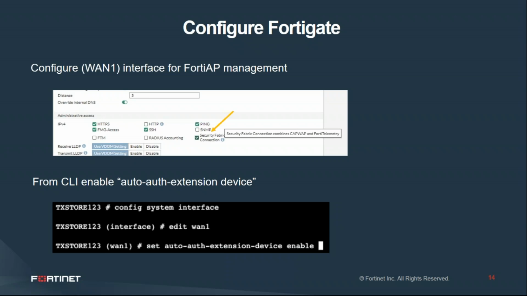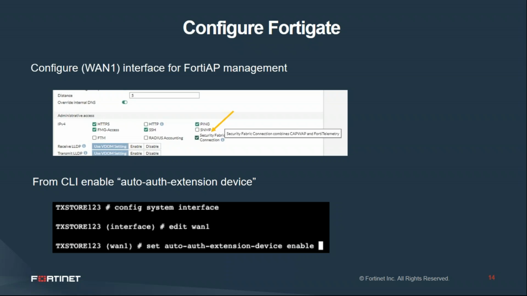If you mouse over that configuration option, it'll tell you security fabric connection combines CAPWAP and FortiTelemetry. And it's that CAPWAP piece that we need to enable on that interface so that it will receive incoming CAPWAP tunnels from our remote access points.